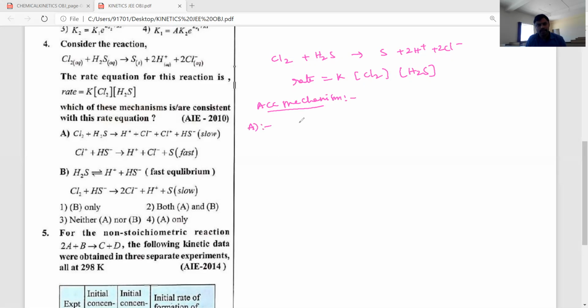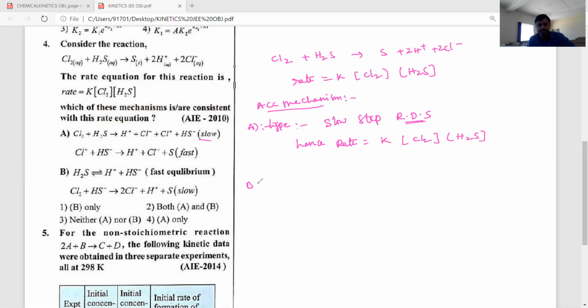The first one is A. In the A type, Cl2 plus H2S is converted into H+ plus Cl- plus Cl plus HS-. They gave that this is the slow step. So the slow step is the rate determining step, RDS. Hence, for the A step, the rate is equal to K into concentration of Cl2 into concentration of H2S.